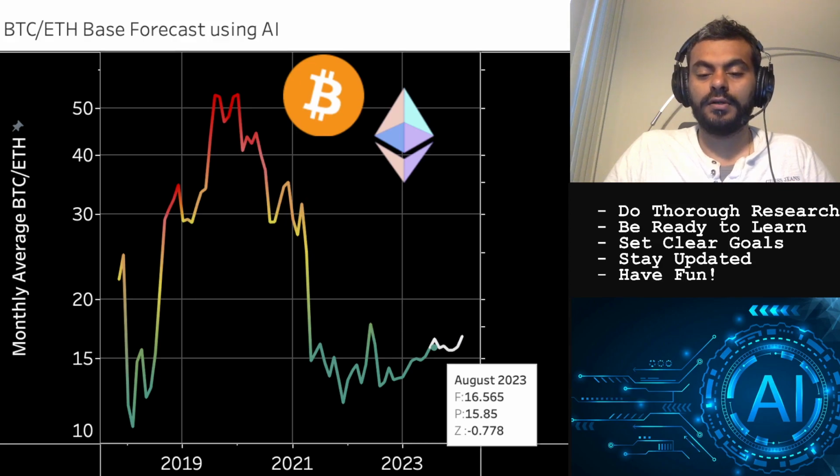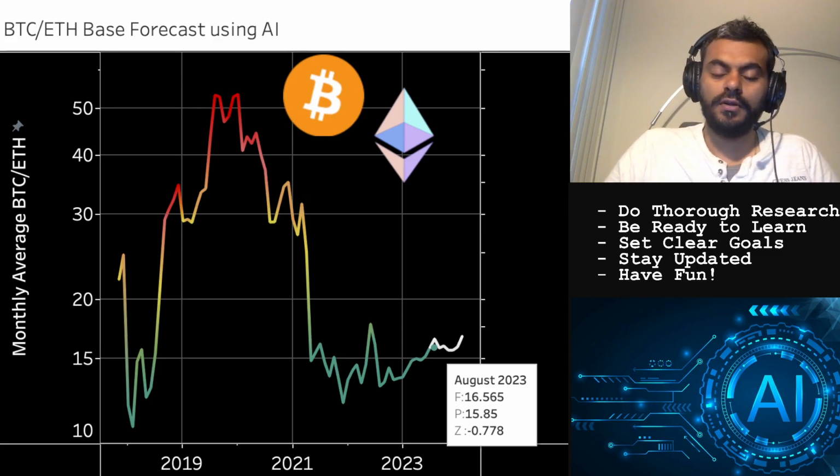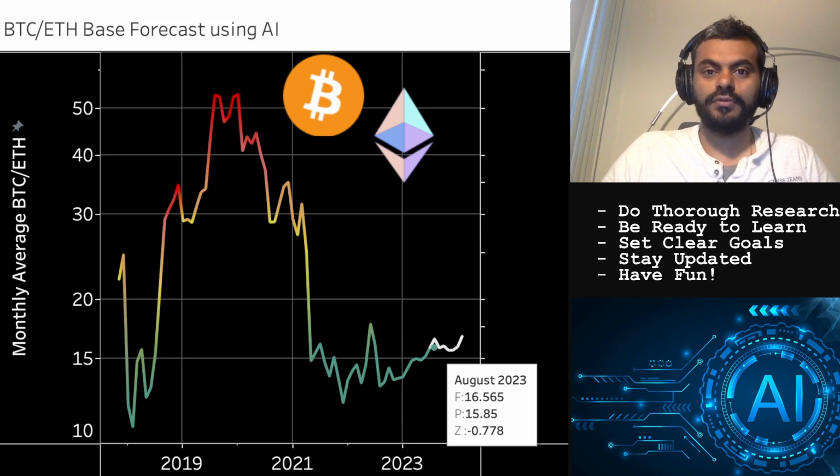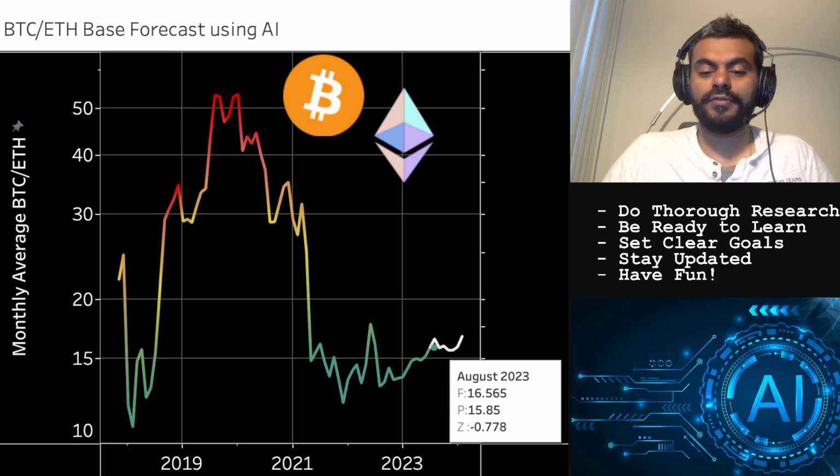But the reality was 15.85. So there was a slightly significant discrepancy between the forecast and the actual. So I went ahead today and updated the model to factor in new data till August of 2023, and these are the forecasts going forward, September to February of 2024.